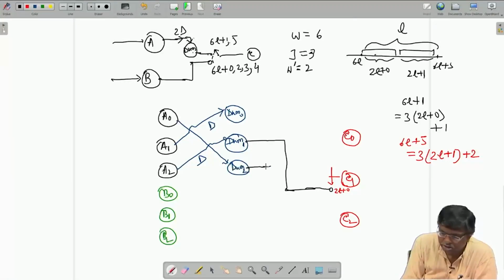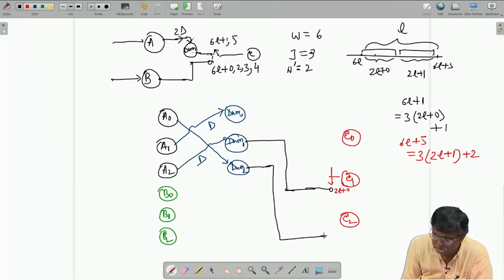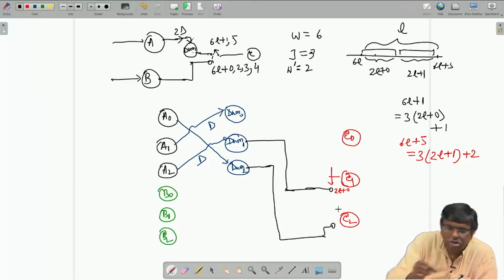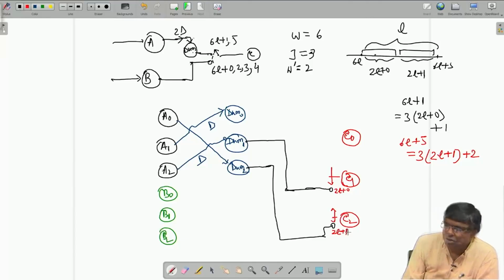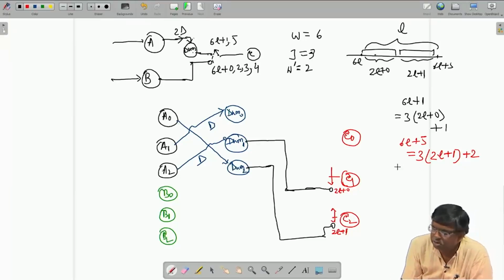So, this will get connected to C2 at 12 plus 1. Now, those are the two switching indices between dump side and C side. Others are from B side to C side. So, now next we consider the other ones from B side to C side, 6L plus 0.